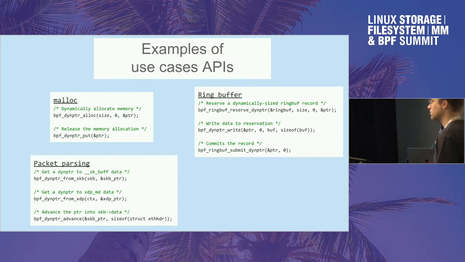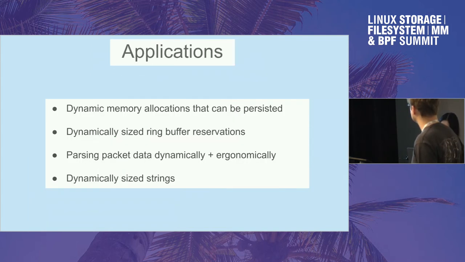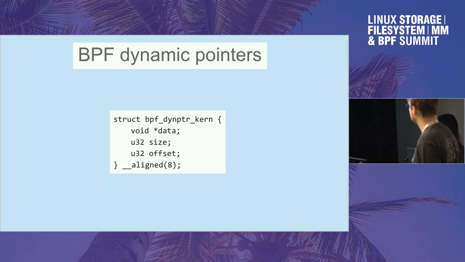Because what would SKB do? Because there's a lot of frags there. It's going to give you a pointer to... So, if you can go back to the previous slide. Oh, one more. So, you see this data, right? What it points to depends on what kind of dynptr it is. For SKBuff, we can just point to SKBuff or XDP MD or whatever, right?